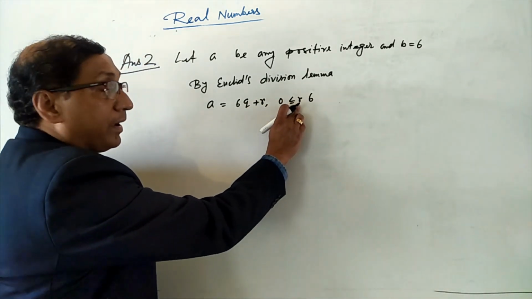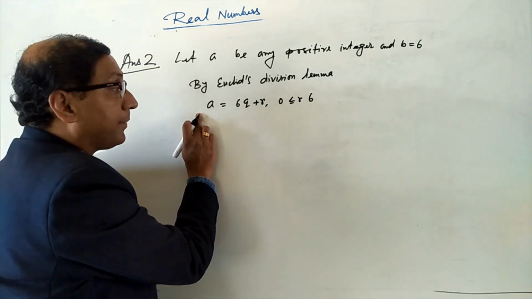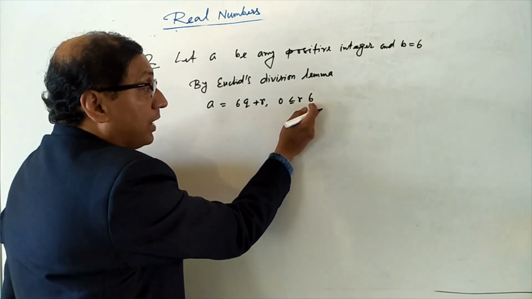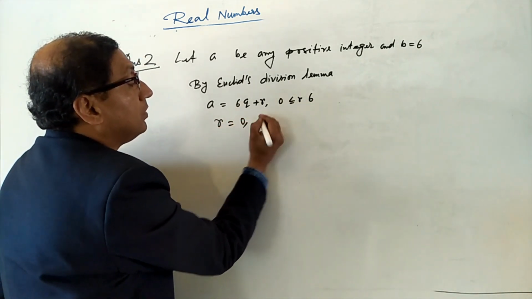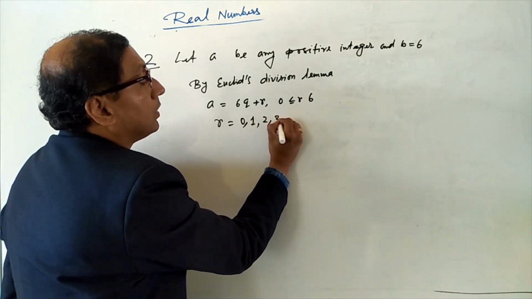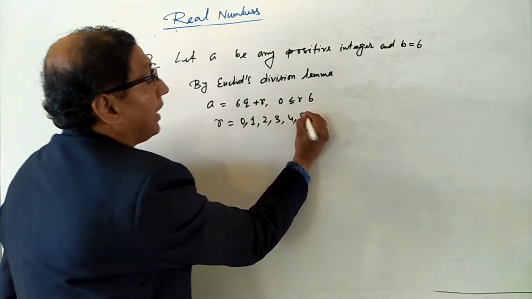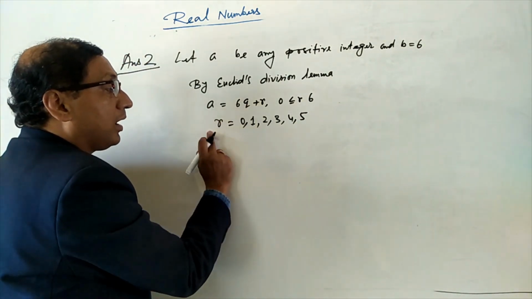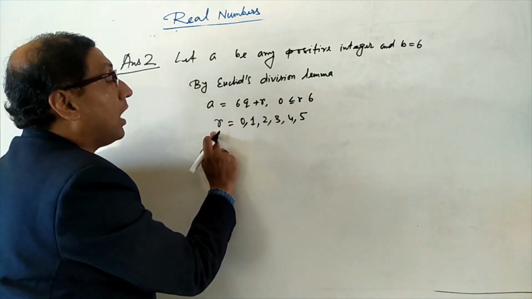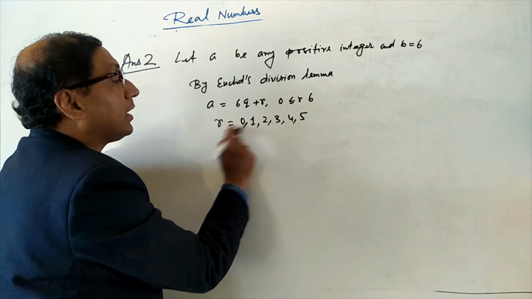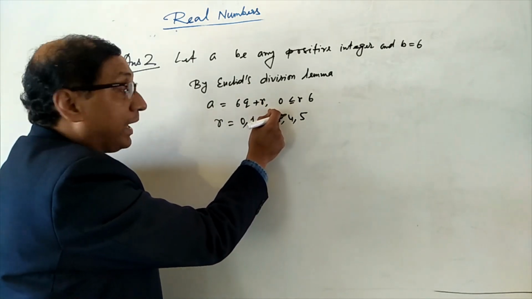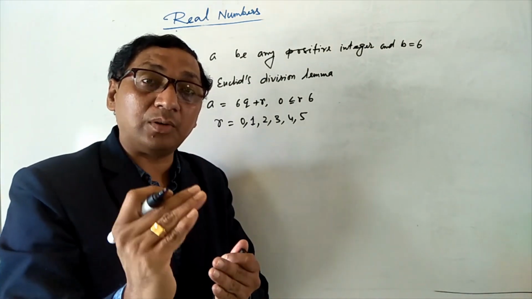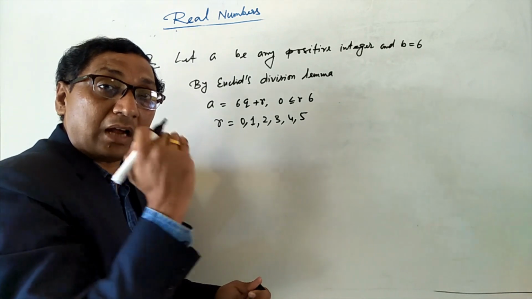Now for different values of r, we will get different values of a. So here the value of r will be greater than or equal to 0 and less than 6. That means r equals 0 or 1 or 2, 3, 4 and 5. Now for r equals 0, we will get a. If r equals 1, we will get a. If r equals 2, we will get a different a. If r equals 3, we will get another form of a. Like that, a total of 6 forms we will get. Out of the 6 forms, 3 will be even and 3 will be odd. How will 3 be odd and 3 be even?